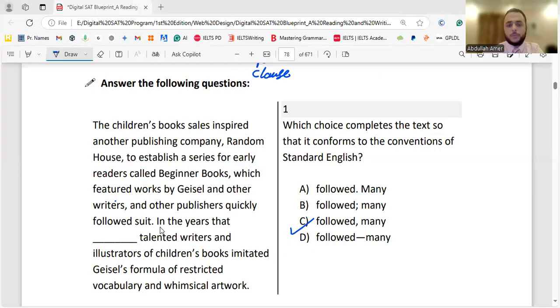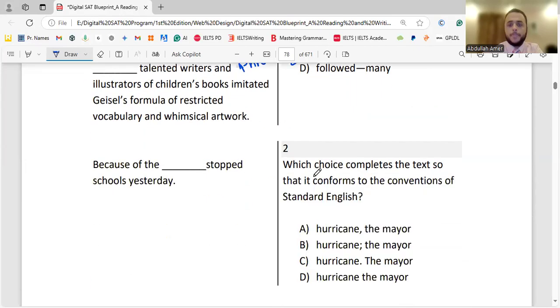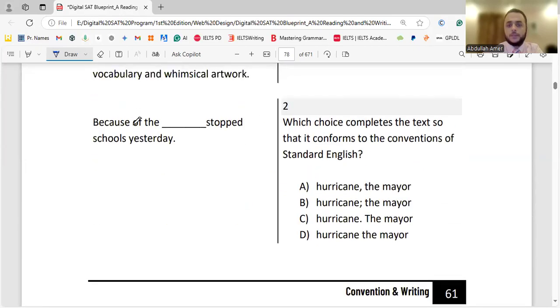When we start from the beginning here, "in the years that followed" is an introductory element. This is a prepositional phrase that works as an introductory element. After this introductory element, we simply add a comma. Very good. Now, a minute, answer question two, please.